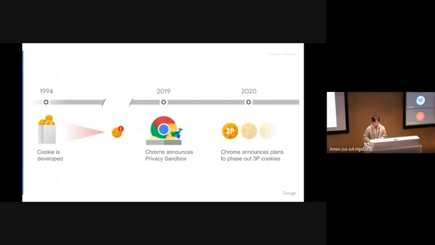Okay. All right. In 1994, the cookie was developed. The cookie on the web, not for food. It was used extensively on the web to store all kinds of data. In 2019, Chrome announced the Privacy Sandbox, which is an industry-wide effort to improve user privacy across the web. In 2020, the initial plans to phase out third-party cookies were announced, and currently the plan is to phase them out in the third quarter of 2024.